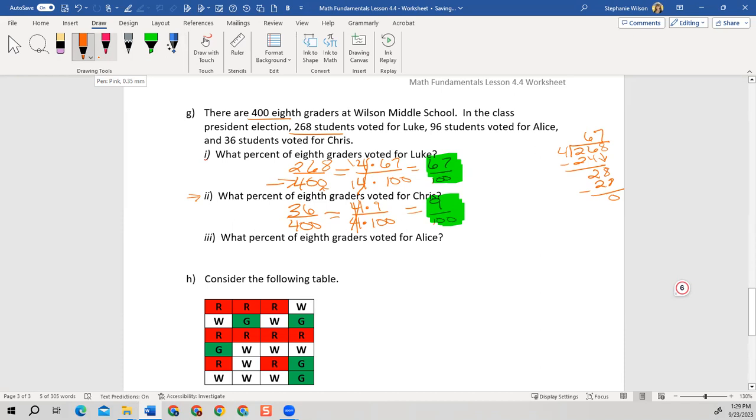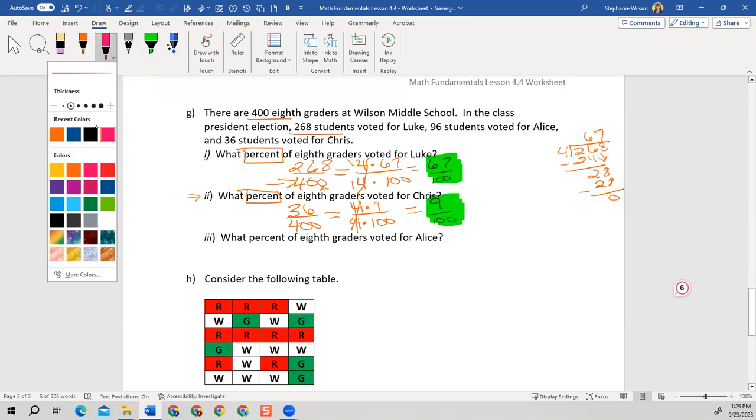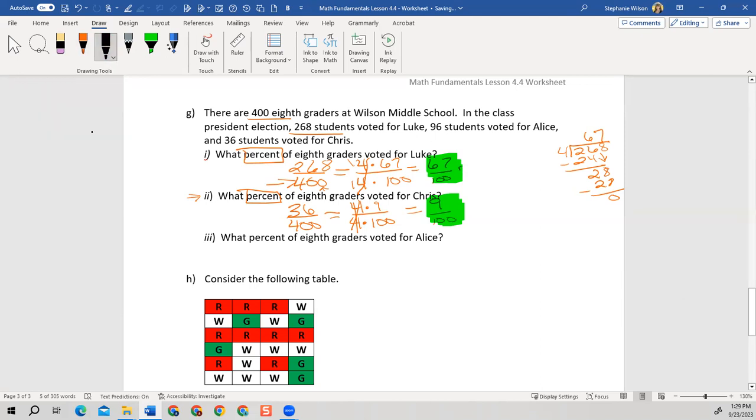In this class, students voted. Okay, make sure, because if it asked you to figure out what percent of the students voted, and it did, look right here in our questions here. So we're not completely done. So before I move on any further, let's go back and let's multiply this by 100%. Right? And what happens? The hundreds reduce. Now it leaves me with 67% of the students voted for Luke.